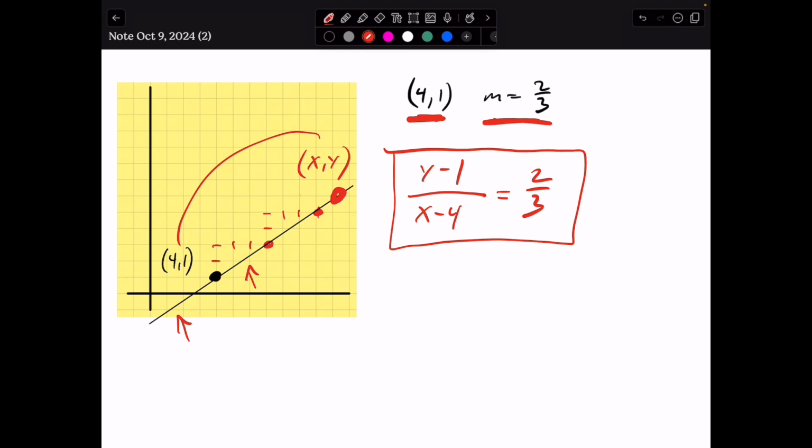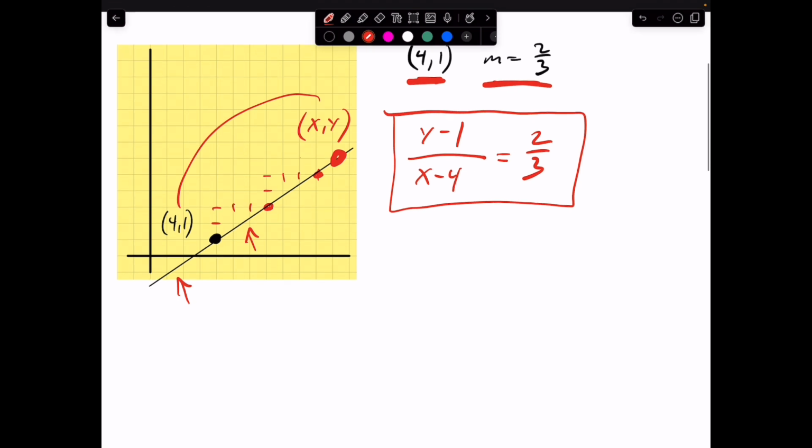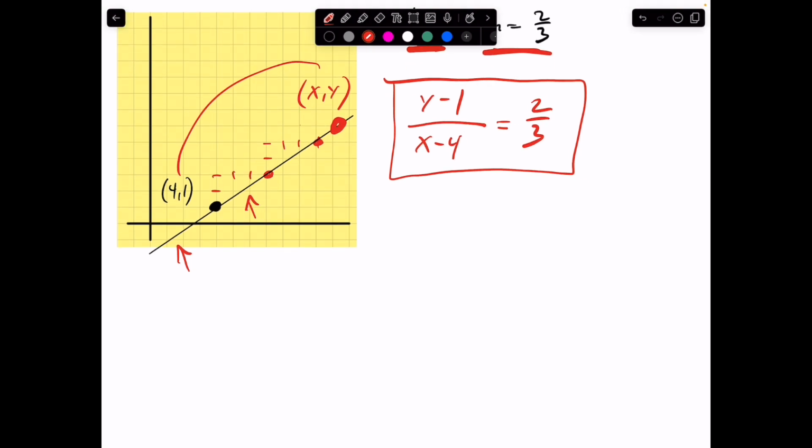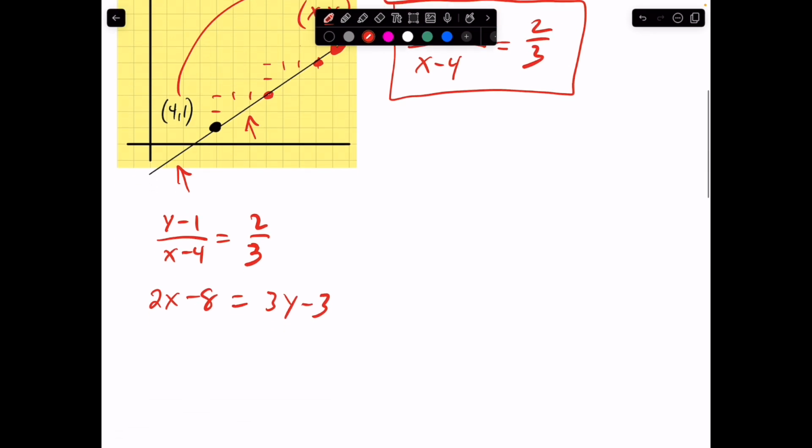Now, if we want to put it in one of the other forms that you know from Algebra 1, that's easy enough to do. So let's do standard form first. Let's rewrite this. So I've got y minus 1 over x minus 4 equals 2/3. If you very quickly cross multiply, you get 2x minus 8 is equal to 3y minus 3. And now if I move the 3y to the left and the 8 to the right, I'm going to get 2x minus 3y equal to 5 when I add 8 to both sides. And there would be your equation in standard form.